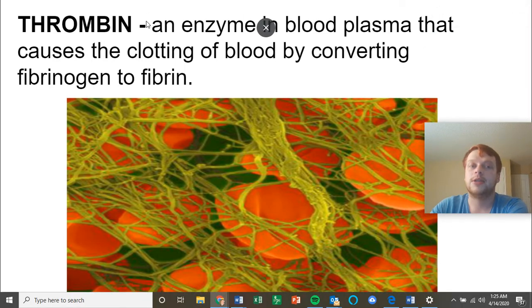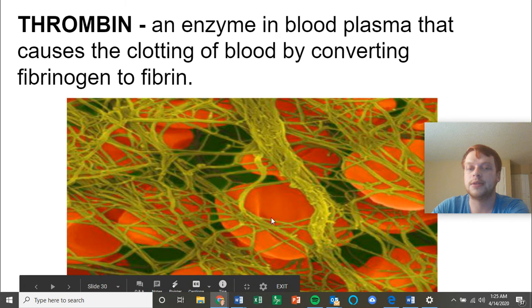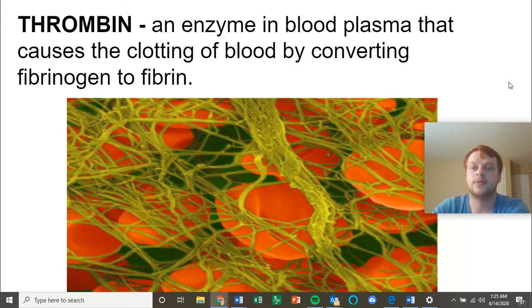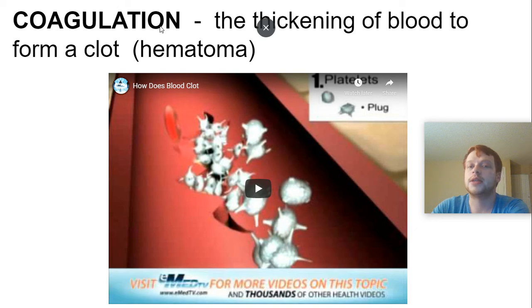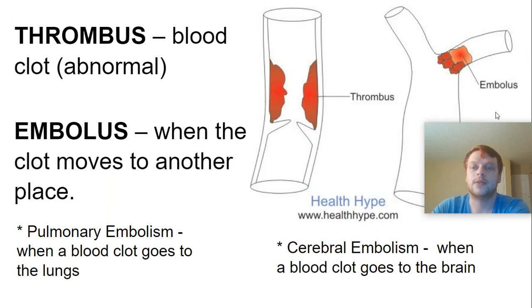In your blood plasma, you have a chemical called thrombin, which actually is responsible for the clotting of that blood. So what it does is it takes fibrinogens, remember we talked about those in the plasma, and actually produces the fibrin, which are these fibers right here you can see forming. Remember, coagulation is just the thickening of blood to form a clot. I can link this video if any of you are interested, but it just shows you what we just talked about.